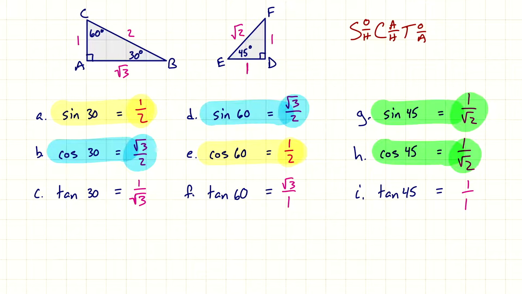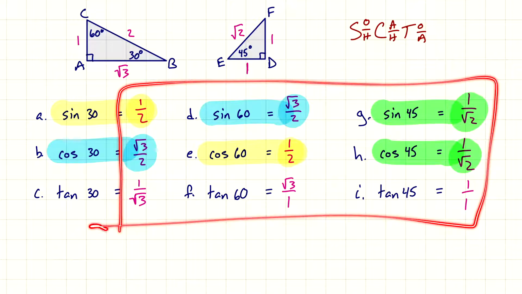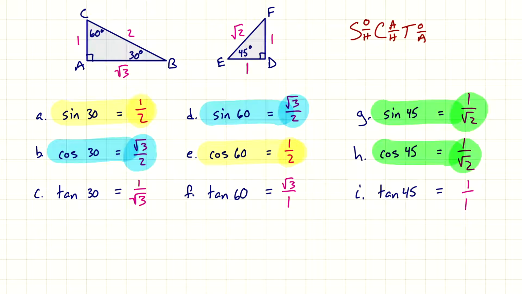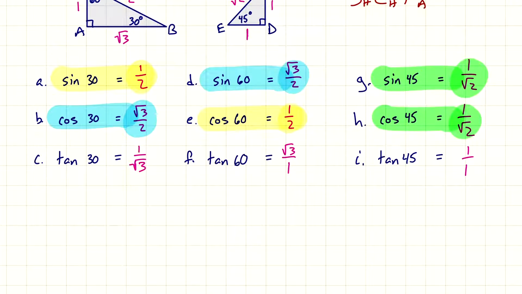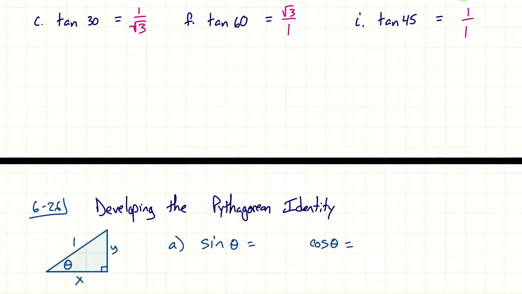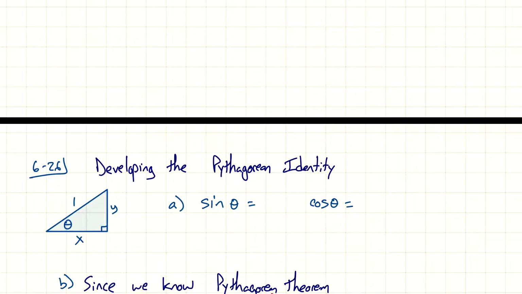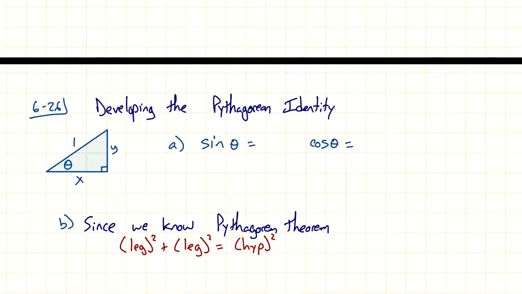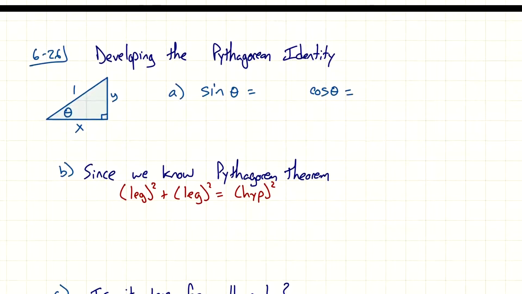Same thing with all these other common angles. So 30, 60, and 45 are going to be common angles that you should have at some point in your math career. You might have some of these memorized. So if it's not in this class, possibly in the next class or beyond. All right, so what we're looking at next is really developing our Pythagorean identity.